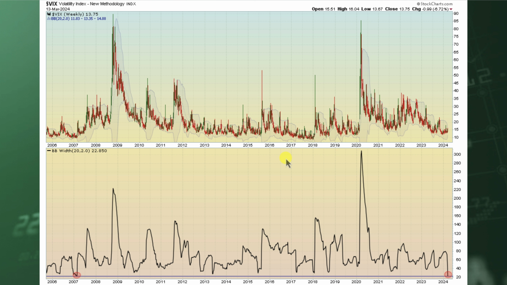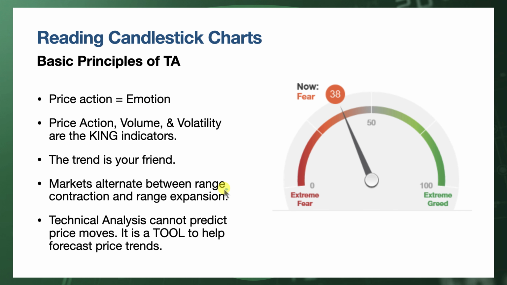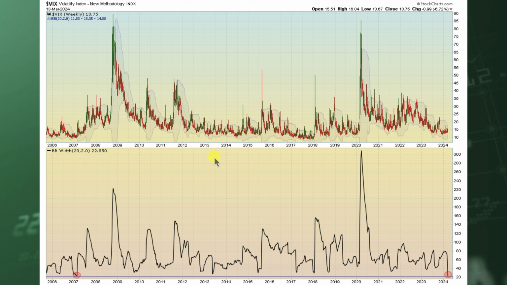And I want to start off here looking at the VIX. What we're doing here is building on the whole principle that markets alternate between range contraction and range expansion. This is the VIX, the volatility index, on the weekly time frame. Now, the week's not over yet, so we'll see where this closes. But I apply a Bollinger Band. Bollinger Bands are also known as volatility bands, right?